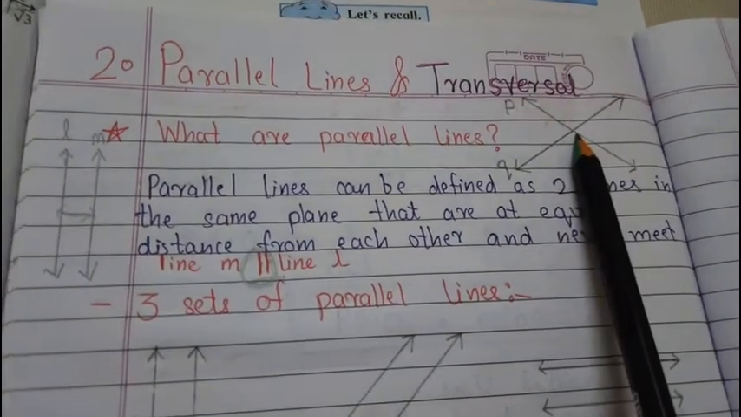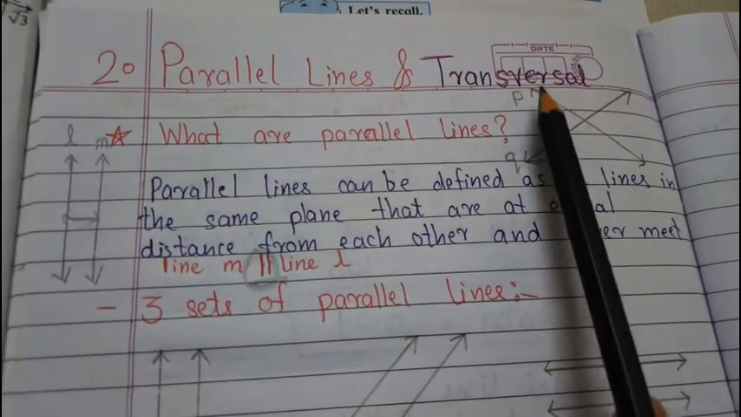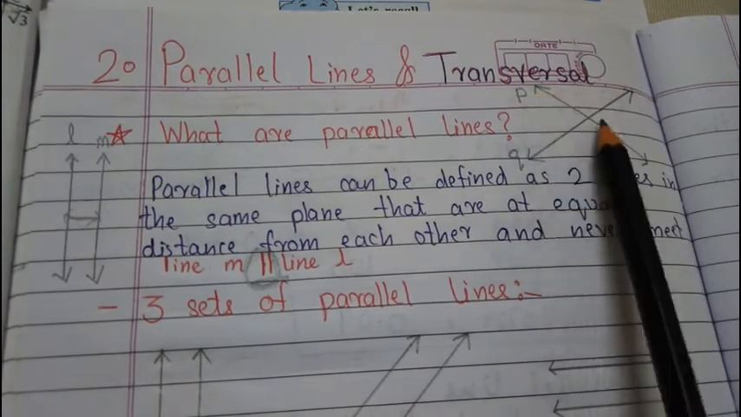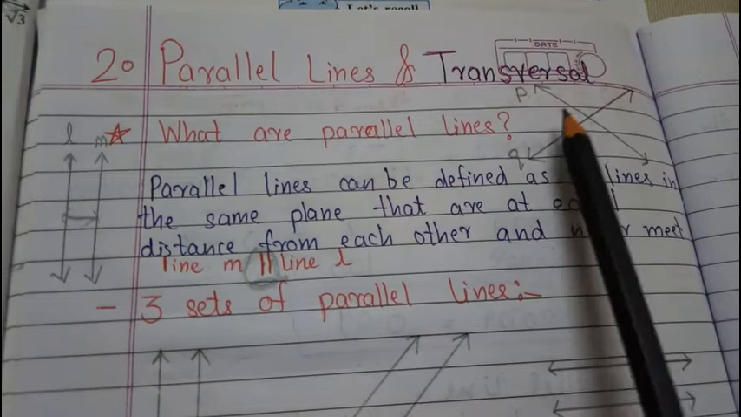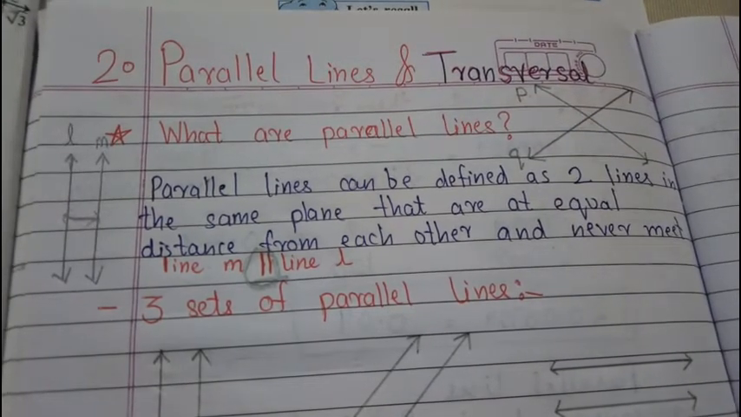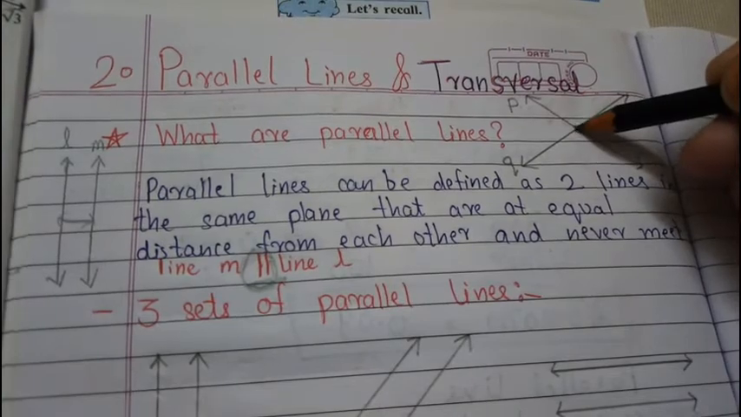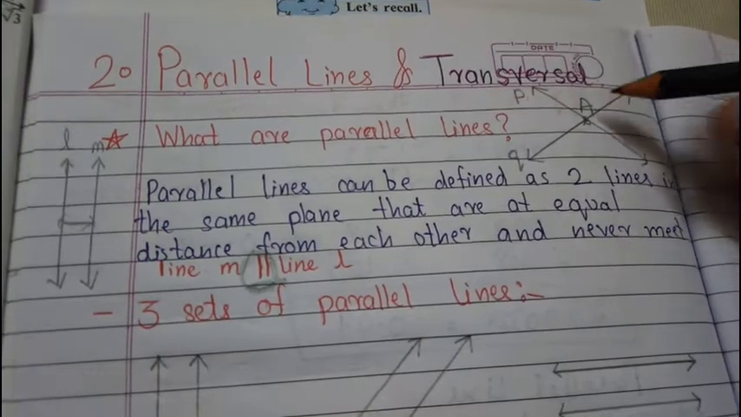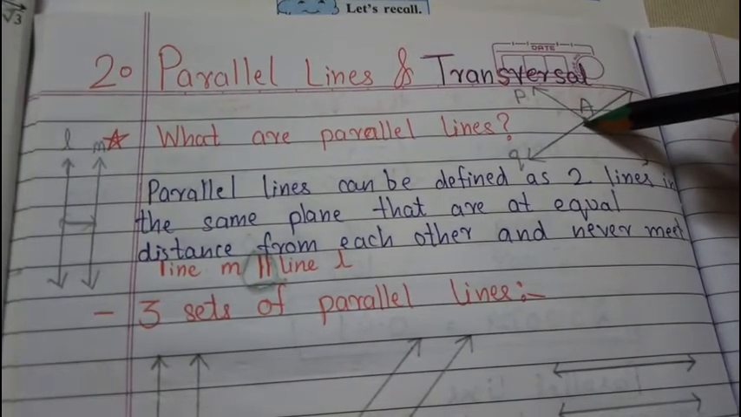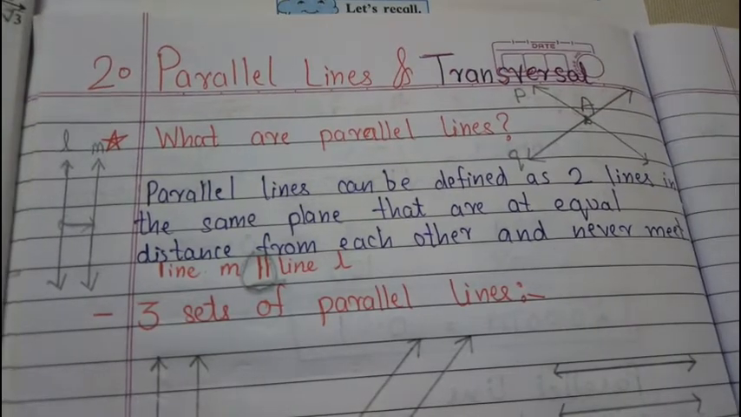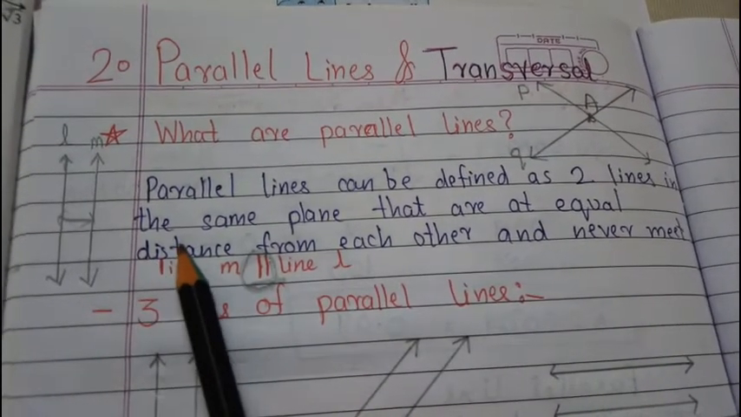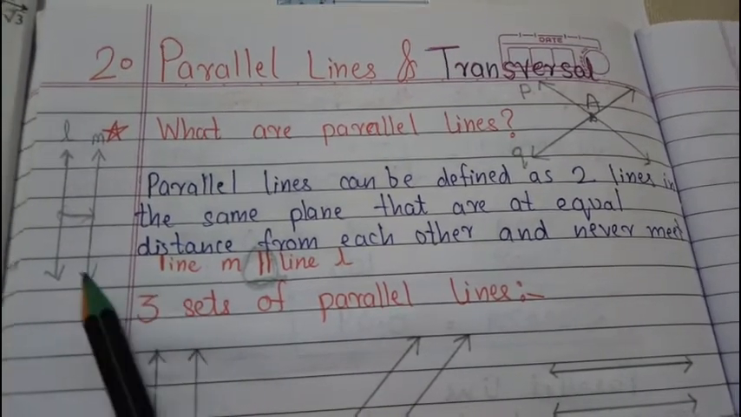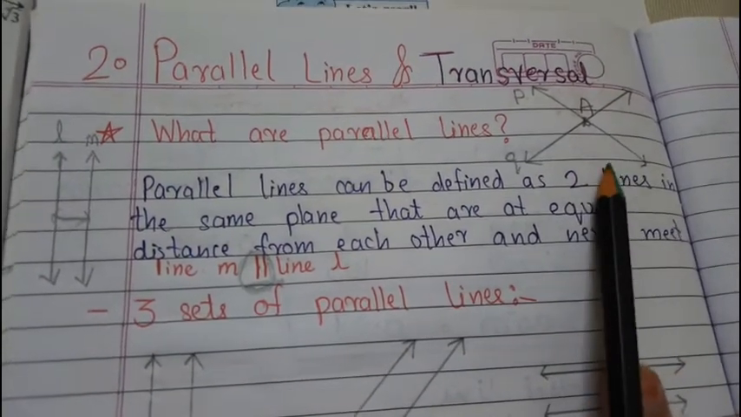Now here you can see another picture in which you can see line P and line Q. These are equal in length, but these lines intersect each other at this point. Let's suppose the point is A. So lines P and Q intersect at point A. That means they are not parallel lines. For parallel lines, the lines should be at equal distance from each other and should never meet or intersect. So these are parallel lines and these are not.